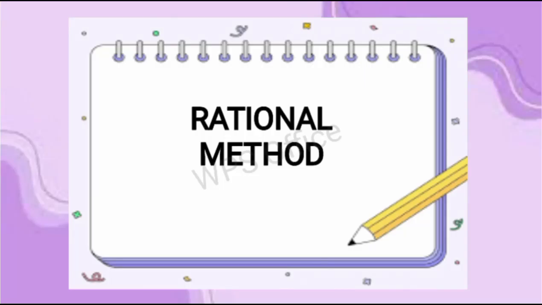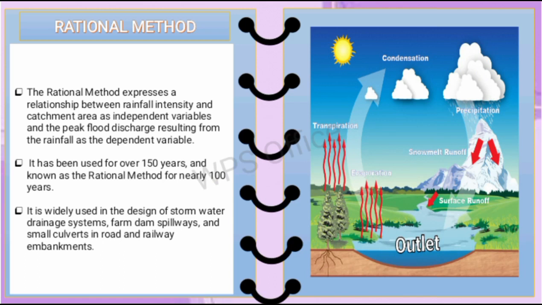Rational method. The rational method expresses a relationship between rainfall intensity and catchment area as independent variables and the peak flood discharge resulting from the rainfall as the dependent variable. This is another process in the hydrology cycle. This is one of the simplified methods, but it has many limitations. Runoff is the water that flows on the surface, which we can measure at the outlet. Kasi lahat ng runoff eventually pupunta siya sa outlet, that makes us able to measure it. Makukuha natin ang actual runoff ng ulan dito sa outlet since bawas na lahat ng na-infiltrate or na-evaporate.